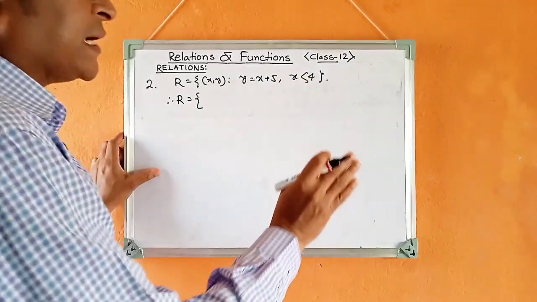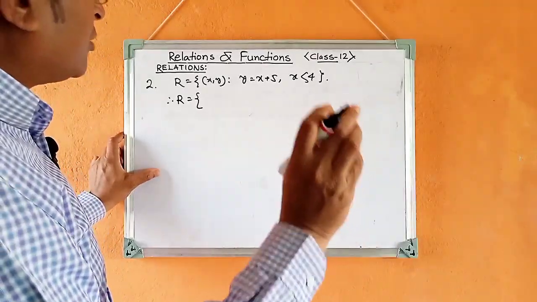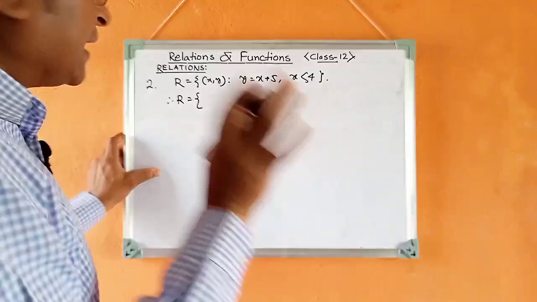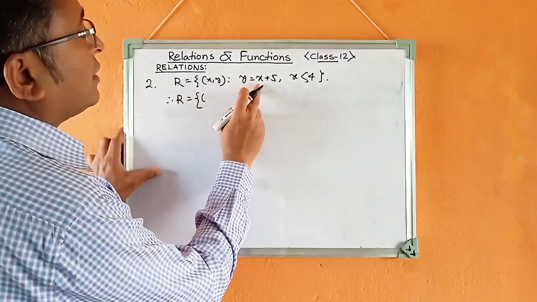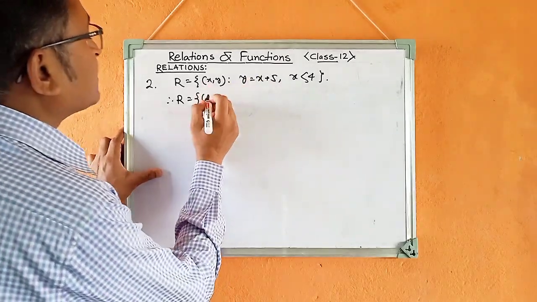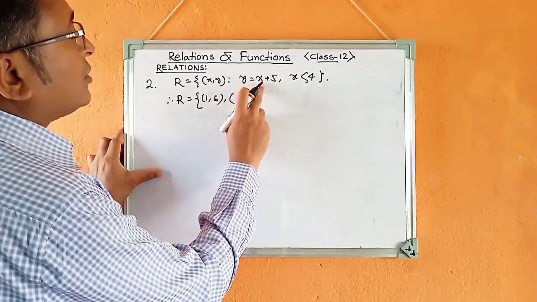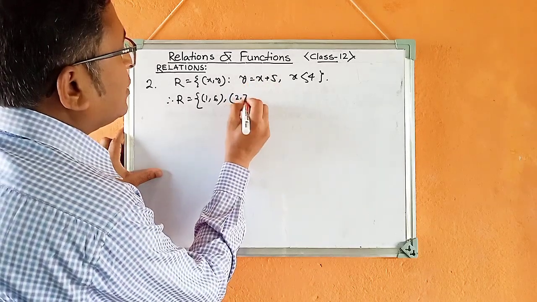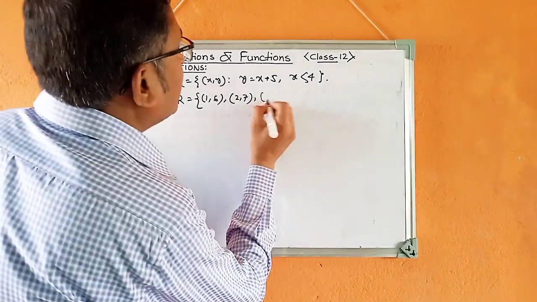So what is the value of x? x = 1 or x = 2 or x = 3. Remember one thing, x and y are both natural numbers, as given in the question. When x = 1, y = 1 + 5, that is 6. Then put x = 2: the value of y is 2 + 5, that is 7. So (2, 7). And the third one is x = 3.